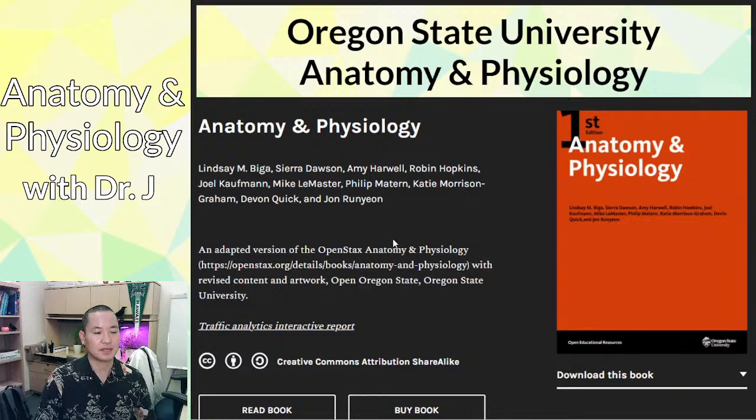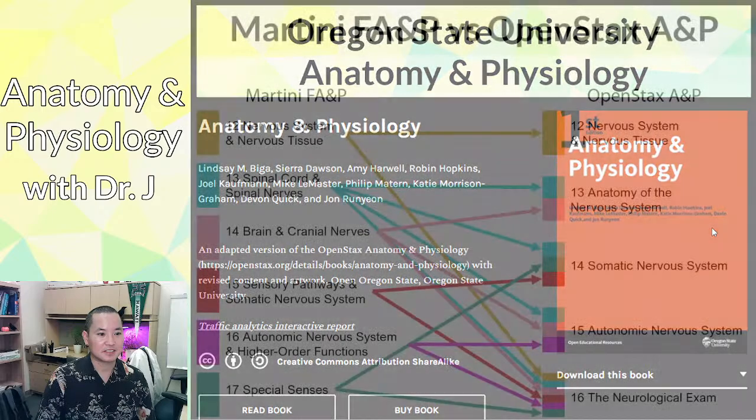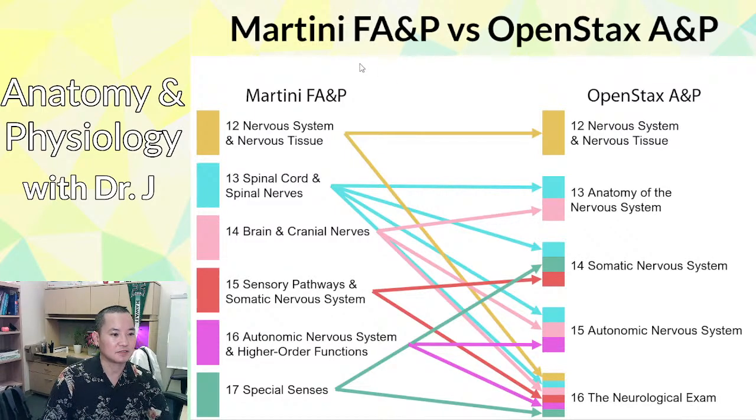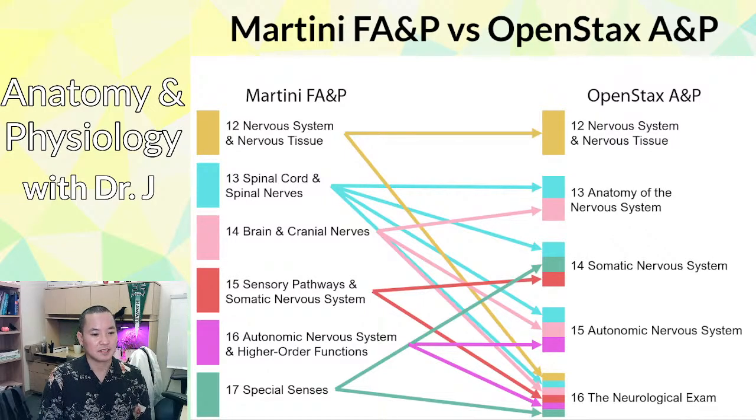But okay, so back to Oregon State University's Anatomy and Physiology. It has all the same information as everything else. In previous years, before maybe last year, we started using Martini's Fundamentals of Anatomy and Physiology, which has more detail and, I think, better prose overall. Now, OpenStax, this is the way I think they tried to do their current version of the nervous system.